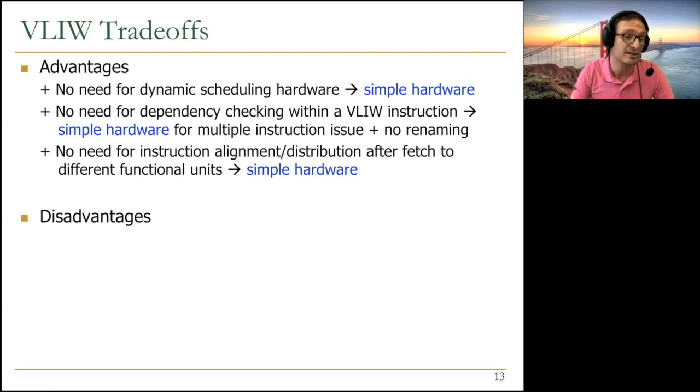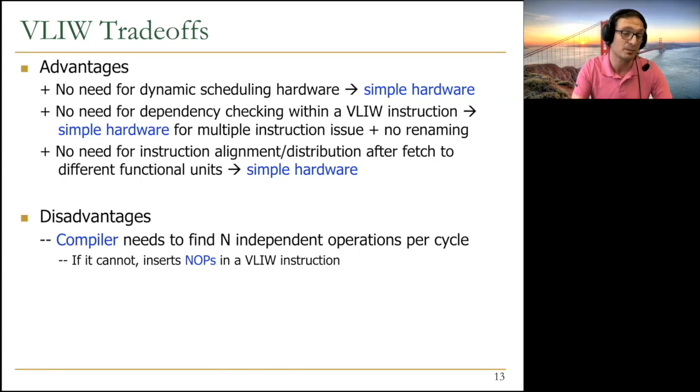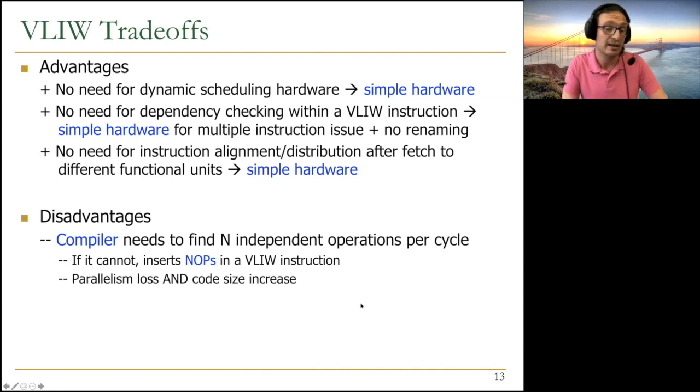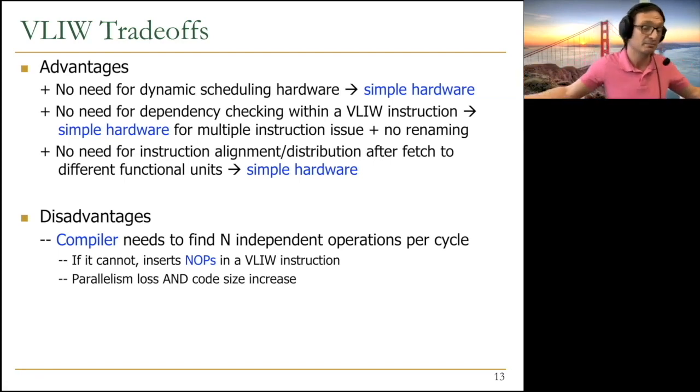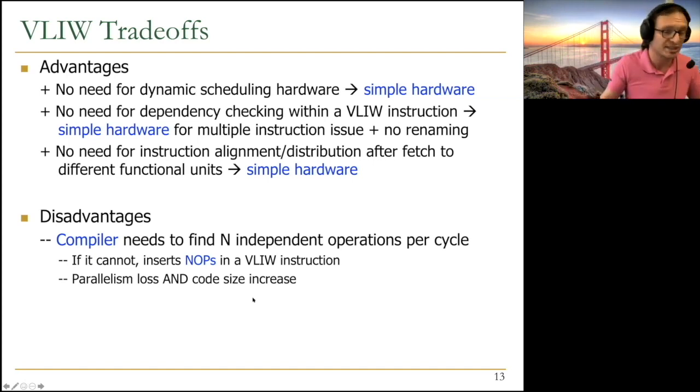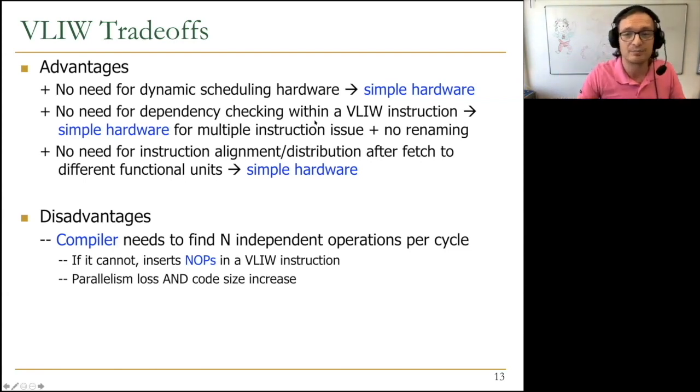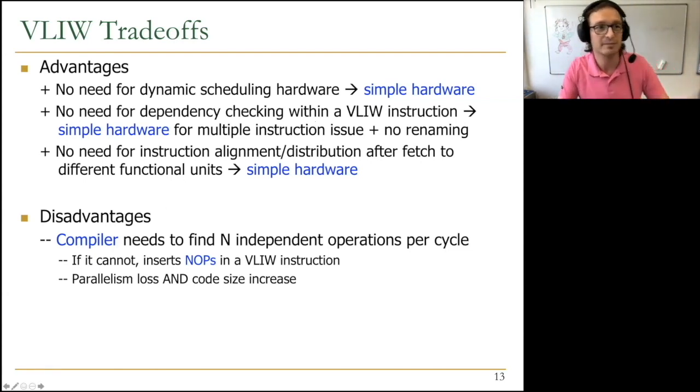But of course, this leads to a big disadvantage. Now the compiler, or the programmer, needs to find n independent operations per cycle. And if it cannot, they insert no-ops in a VLIW instruction. And you already know the big downsides of no-ops, right? Basically, you lose parallelism. Your machine is 28 wide, but you're executing 2 instructions because you cannot find parallelism that is 28 instructions wide, let's say. This leads to parallelism loss. It also leads to code size increase because no-ops need to be encoded somehow in your instruction set architecture. But the VLIW folks actually did, wait a second, something interesting happened here.